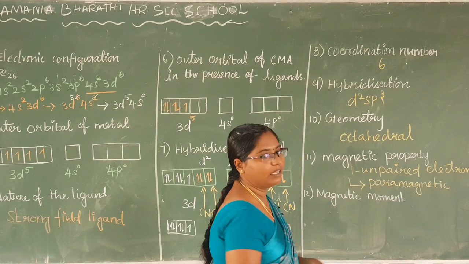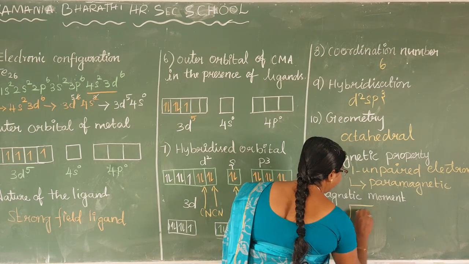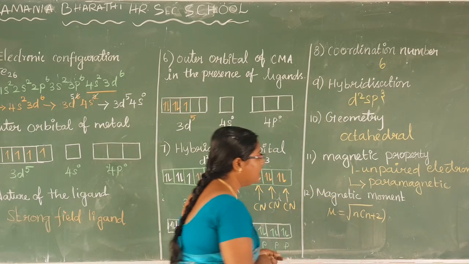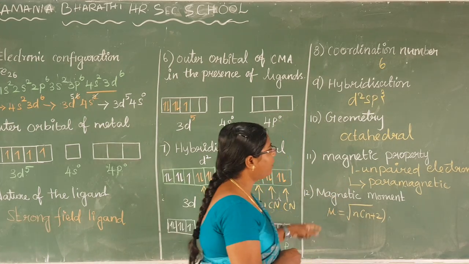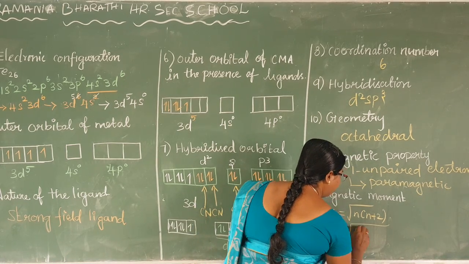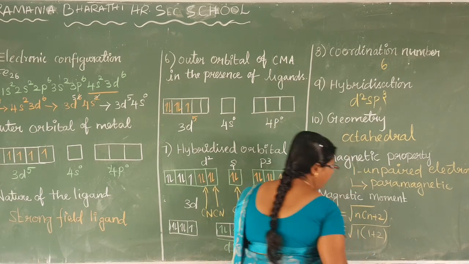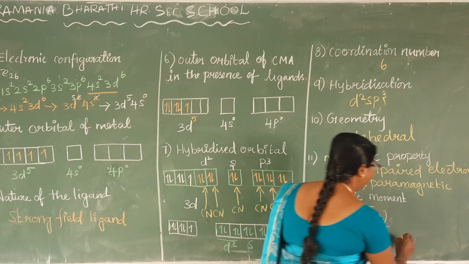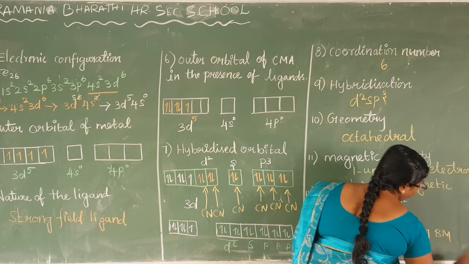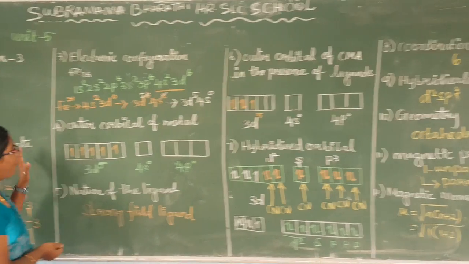Then I have to find the magnetic moment. The magnetic moment formula is square root of n into n plus 2, where n indicates the number of unpaired electrons. In our compound we are having one unpaired electron. So let me do the simple calculation: square root of 1 into 1 plus 2. What value do I get? 1.7 Bohr magneton.